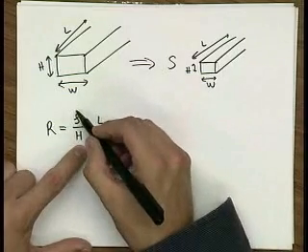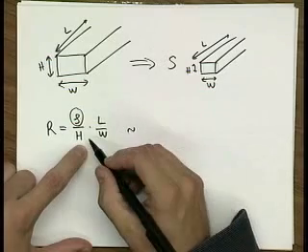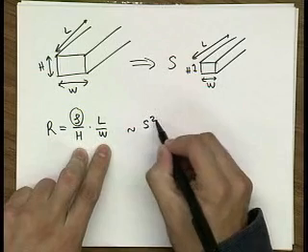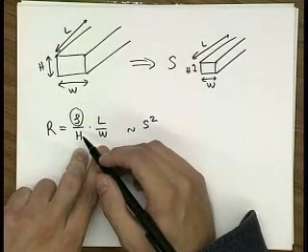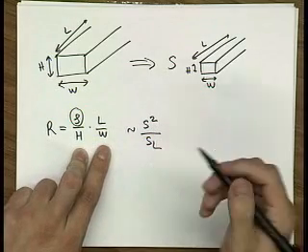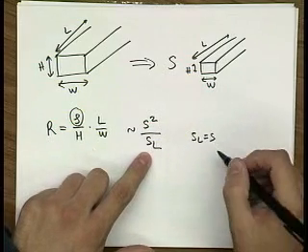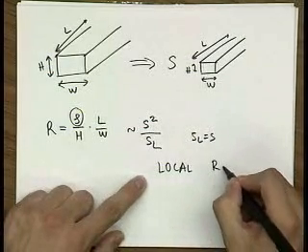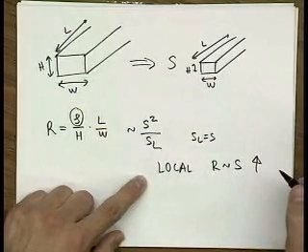Now, because rho is a material constant, we assume that we use the same material. So now H and W scale in the same way, so we have S squared. And then for the length of the wire, again, we have to distinguish between local and global wires. So we have SL. For the case of local wires, when SL is equal to S, then resistance is proportional to this factor S, and it goes up.